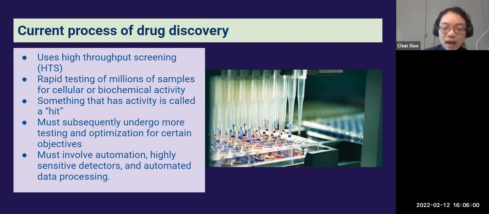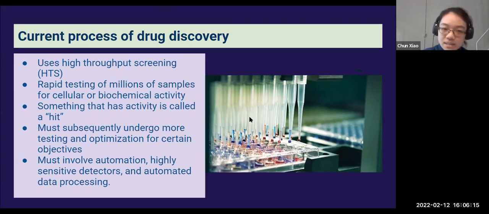And then if you have a hit, you must subsequently undergo more testing and optimization of the hit for certain objectives. For example, whether or not you can synthesize it easily, or the criteria that I mentioned in the previous slide, like for example, the toxicity and the potency and things like that. So we have to test for that.